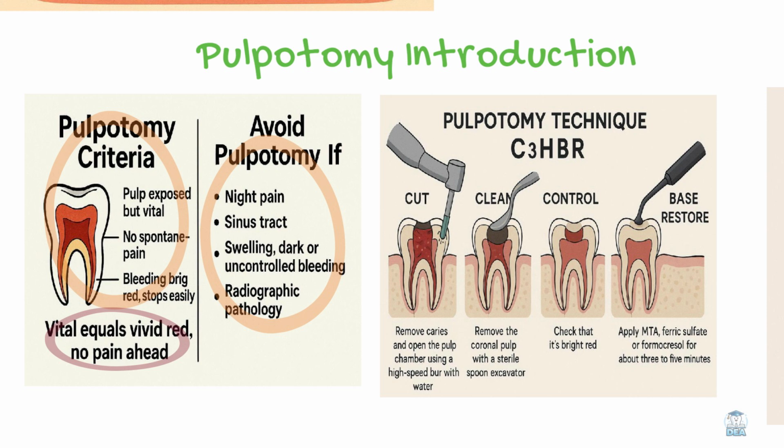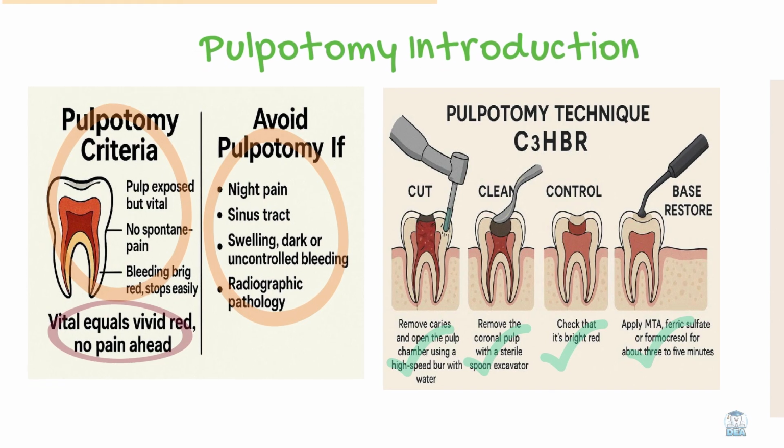Step 1. Cut. Remove caries and open the pulp chamber using a high-speed burr with water. Step 2. Clean. Remove the coronal pulp with a sterile spoon excavator. Step 3. Control bleeding. Check that it's bright red. Step 4. Hemostasis. Apply MTA, ferric sulfate, or formocresol for about 3 to 5 minutes.